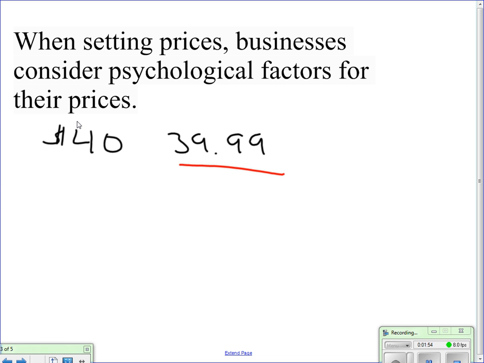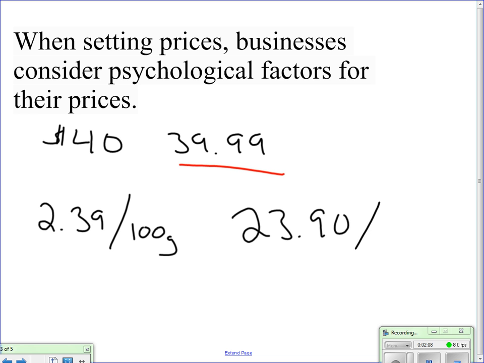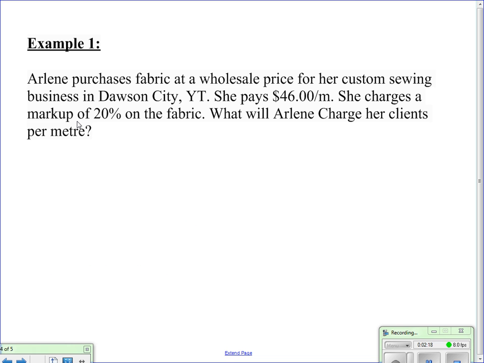Another thing to consider is oftentimes you will see a business advertise prices like that, and that's because if they were to do it this way, again, obviously this looks cheaper, when in fact both prices in this case are proportional. They're the same price. So let's look at some examples.